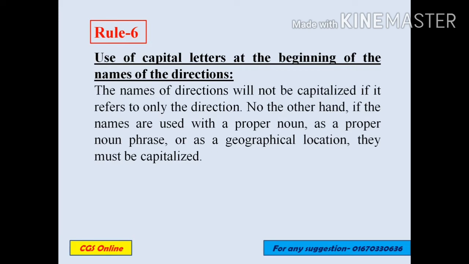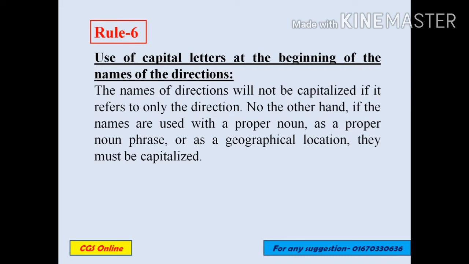So we are heading to the south. Okay, here south is used for giving direction, right? That's why south will not be capitalized.